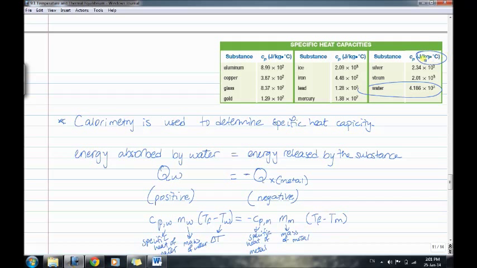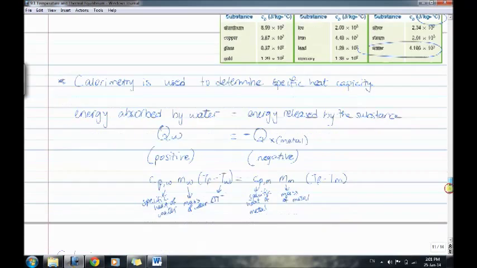The unit is joules per kilogram degree Celsius, which is the specific heat capacity unit. Now, calorimetry is used to determine specific heat capacity. Energy absorbed by water equals the energy released by the substance. So the heat of the water equals negative the heat of the metal. The heat of the water is positive, and the heat of the metal is negative.